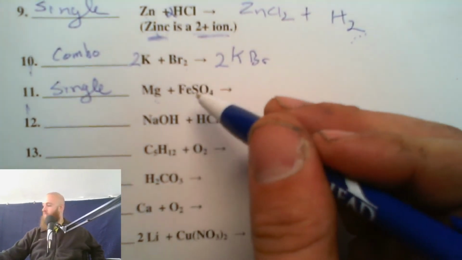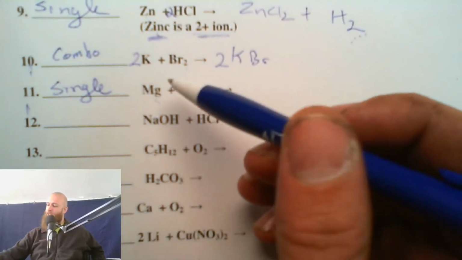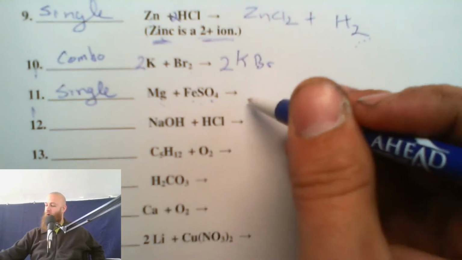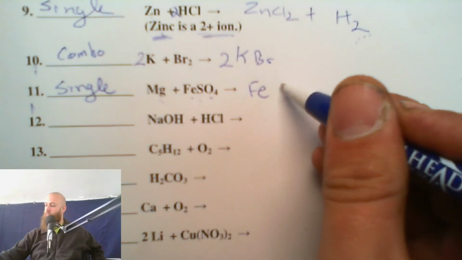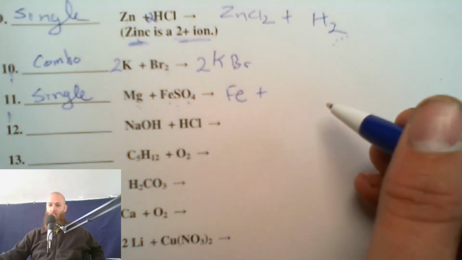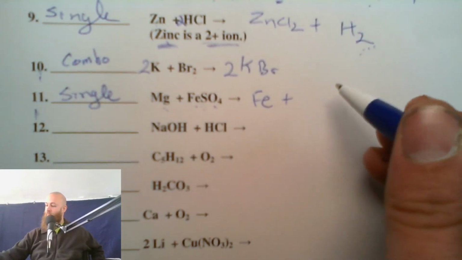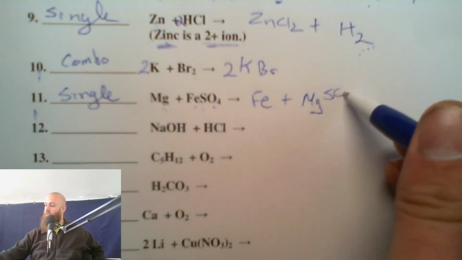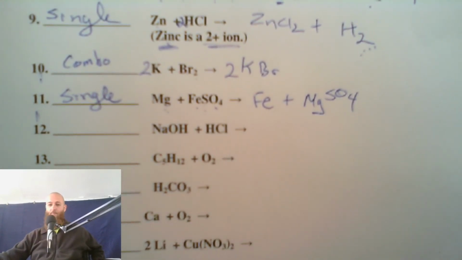Now, magnesium used to be by himself. Iron used to be with sulfate. Now iron is going to be alone. They switch places. Magnesium is going to take the place of iron, and you do the crisscross here. Magnesium is a +2, sulfate's a -2, and there you go. All right? Okay, very good. Thank you, Kaylin, for the feedback. You guys are killing it.